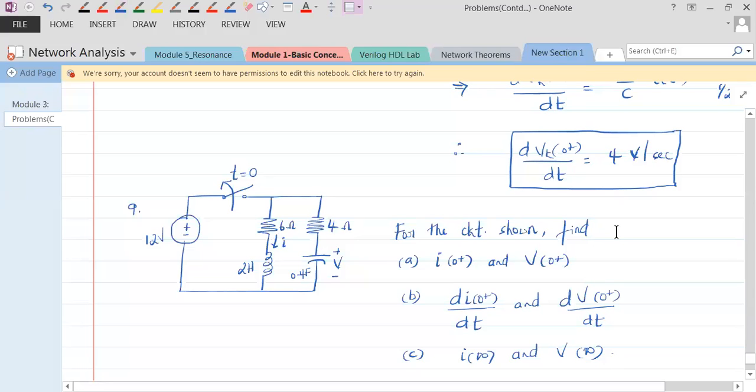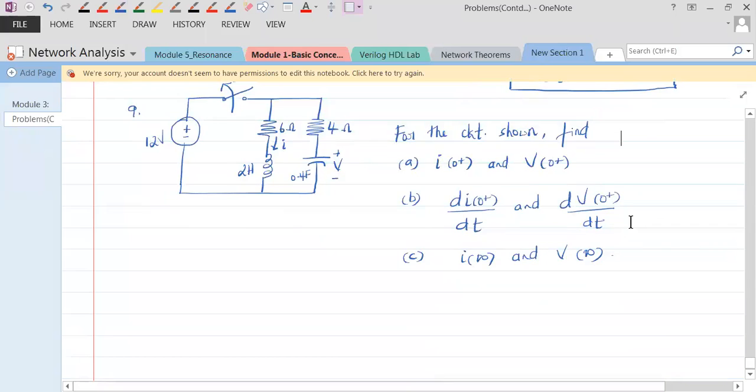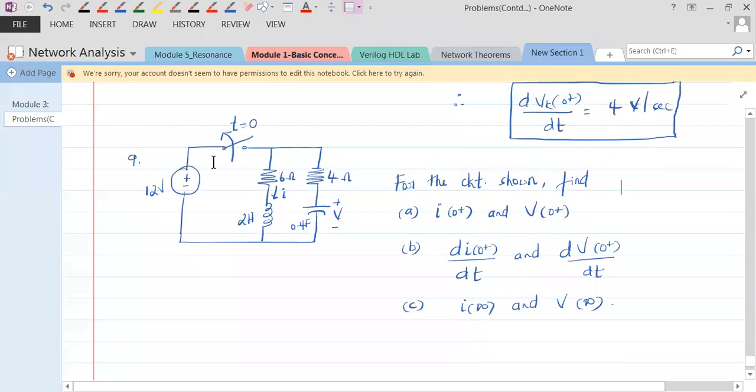Everybody see here in problem number 9, for the circuit given, you have two parallel branches, with a resistor and inductor in series, and a 4 ohm resistor and a capacitor of 0.4 farads in series, and 12 volts is being applied through the switch. What is the switch symbol telling you? The switch symbol is telling you that the switch is being opened at t equal to 0. The symbol very clearly shows that.